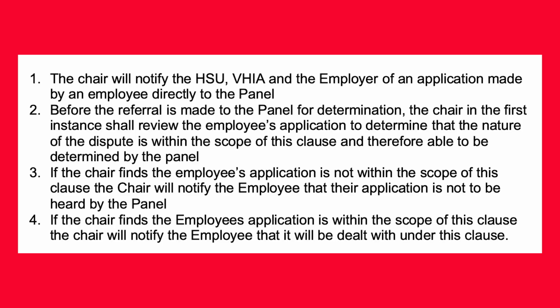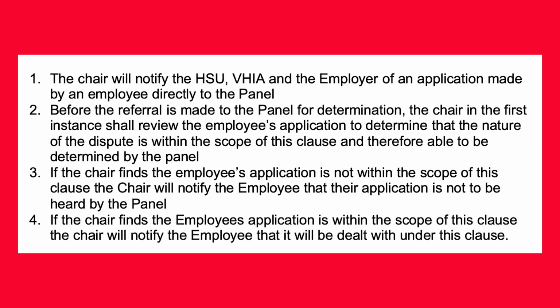And could you walk us through what occurs after an application is made by an employee? Certainly. So the chair will notify the HSU, VHIA, and the employer of an application made by an employee directly to the panel. Before the referral is made to the panel for determination, the chair in the first instance shall review the employee's application to determine that the nature of the dispute is within the scope of this clause and therefore able to be determined by the panel.